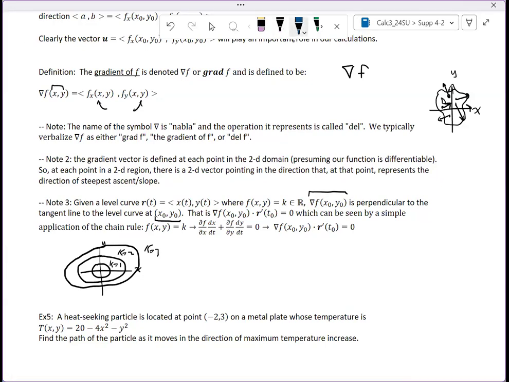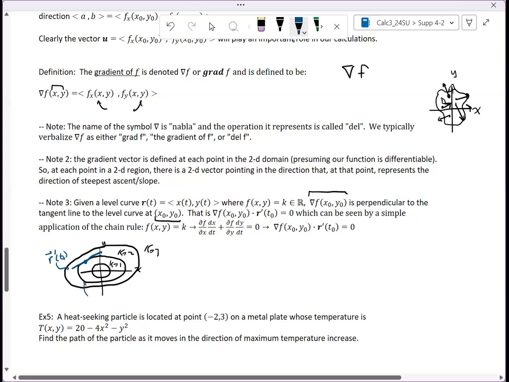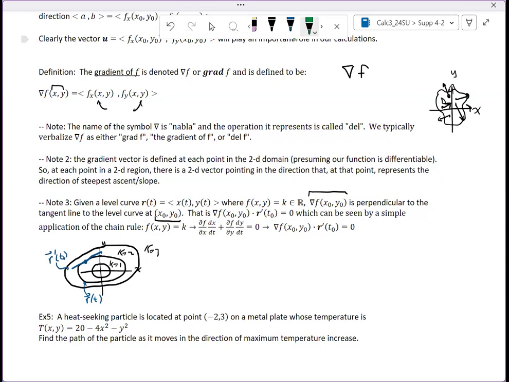So in other words, if I have, say, this point that I'm interested in on the k equals 2 level curve, it has a tangent line at that point. Where this curve is r of t, r of t naught is this point, and then r prime at t naught is the direction vector associated with this line here. And the claim is that grad f is perpendicular to that.